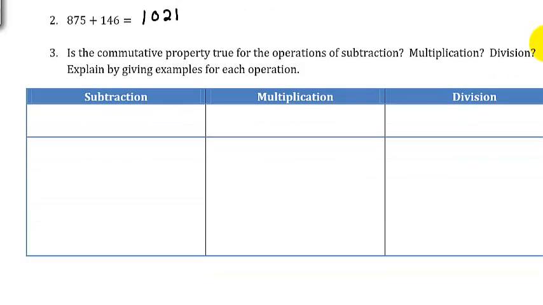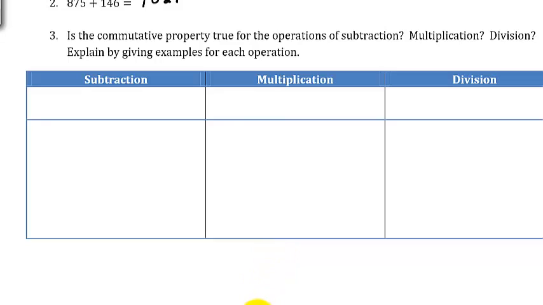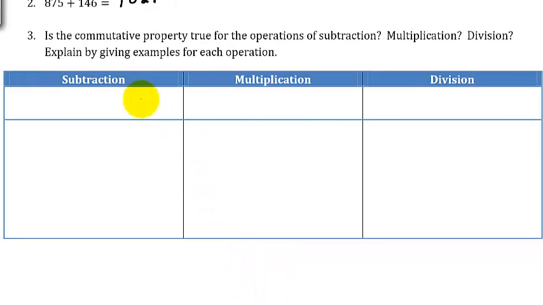Now in this little table, go ahead and pause the video again, and this time I want you to come up with an example for subtraction, multiplication, and division, and decide for yourselves whether the commutative property works for each of these operations as well. So just take a second, pause the video, and then start it back up to see if you were right. And we'll have different examples, but our conclusion should be the same.